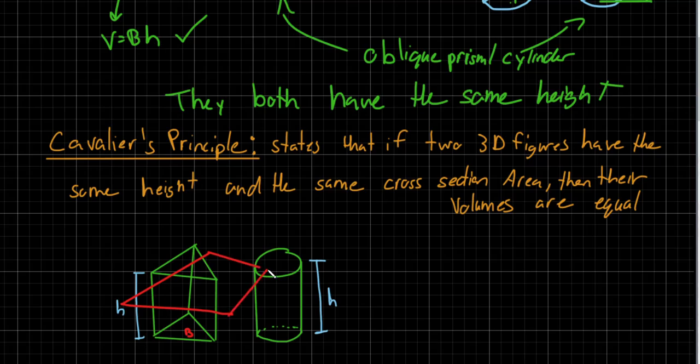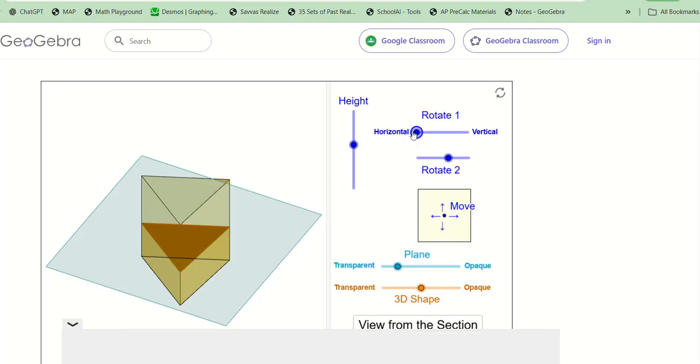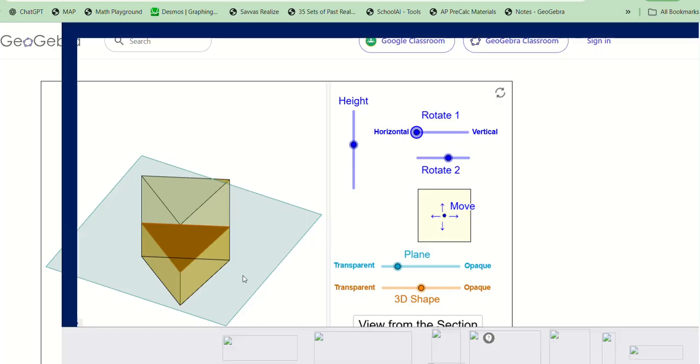Parallel to the base. Do you want to go back to GeoGebra? Yeah, okay. Let's go here. Boom. It's already up there. Triangle in the bottom. If I'm cutting it parallel to that base, what is my cross-section shape?